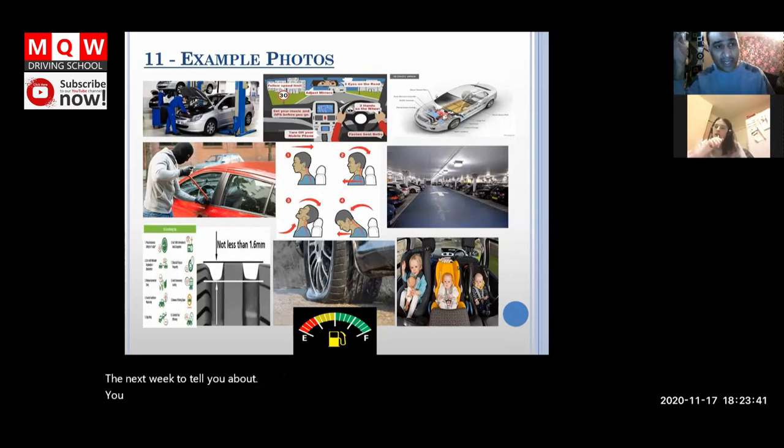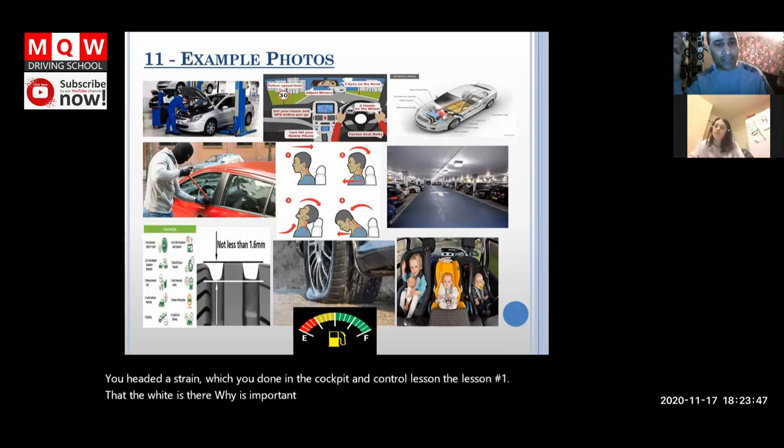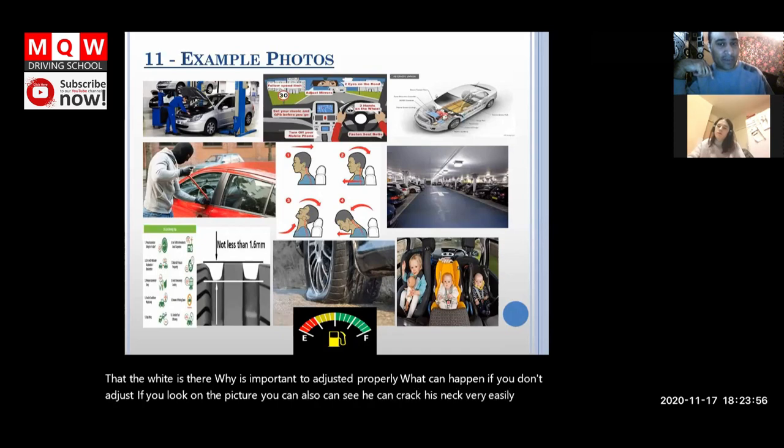The next picture tells you about your head restraint, which you've done in the cockpit and control lesson, lesson number one: why it is there, why it's important to adjust it properly, what can happen if you don't adjust it. If you look at the picture, you can see he can crack his neck very easily if his head restraint is not there in case of emergency.